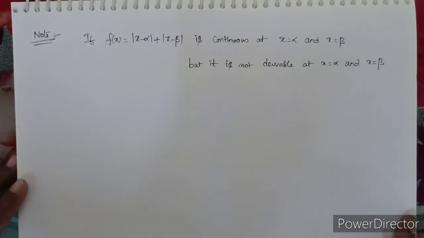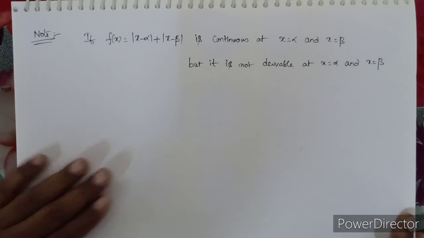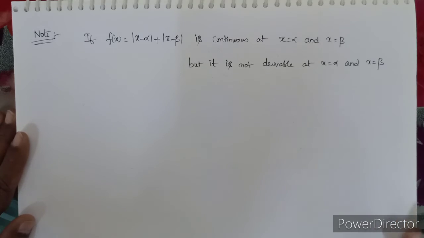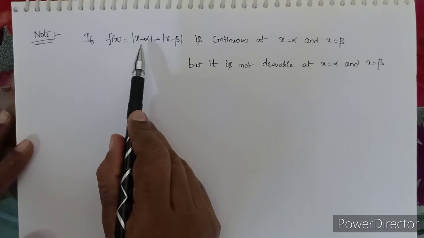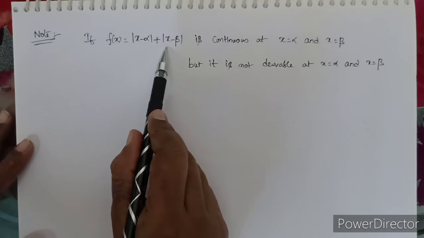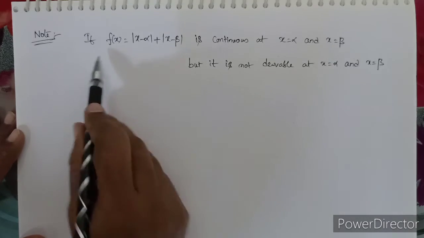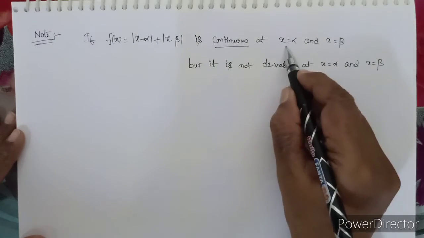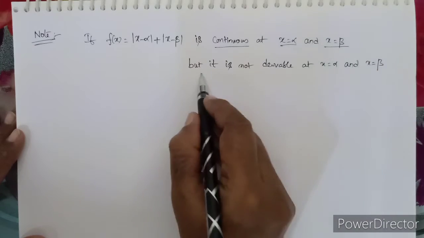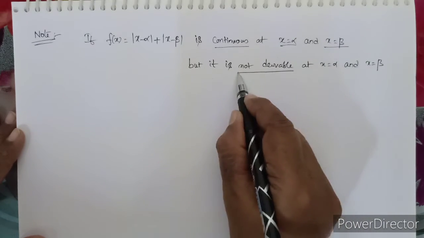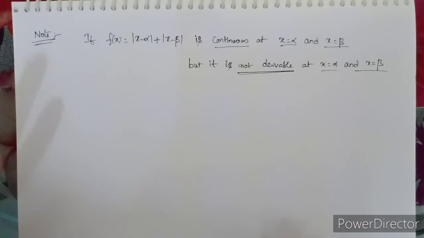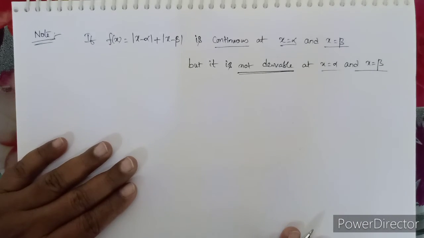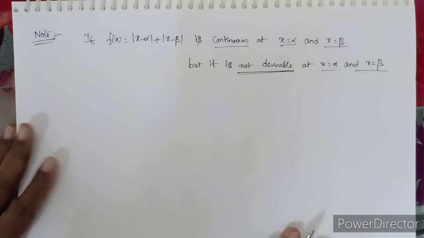Till now we have seen how to answer this question in a descriptive way. Suppose it is asked in objective type, I want to give you a small note. If f of x is equal to mod of x minus alpha plus mod of x minus beta, then definitely this function is continuous at x equal to alpha and beta. But it is not differentiable, not derivable at x equal to alpha and beta. That is the main important note. For objective type, this note will be helpful for you.